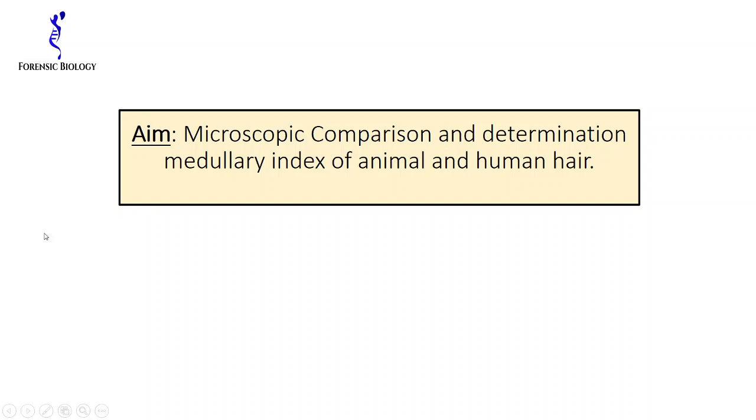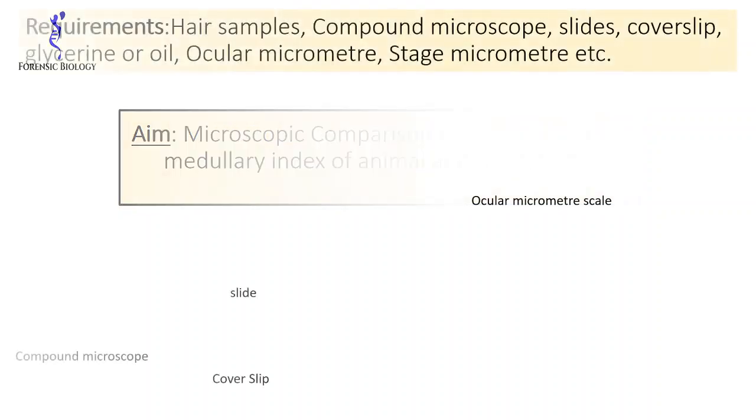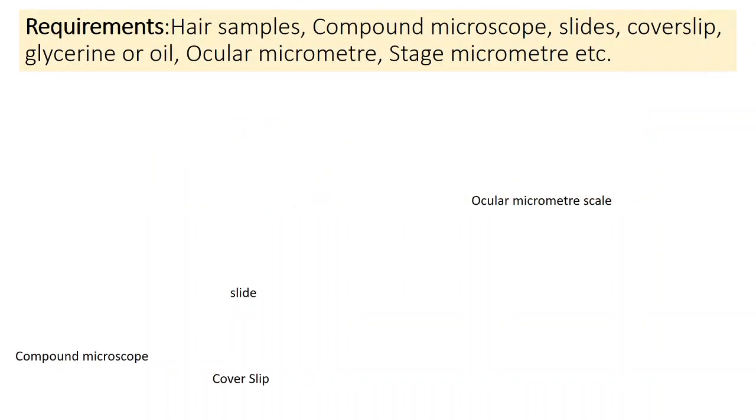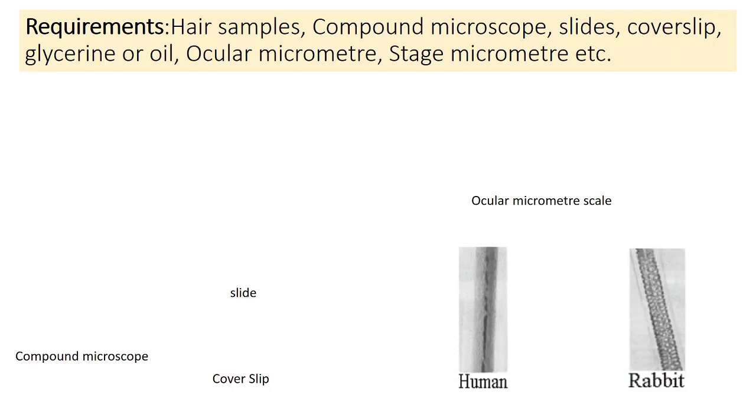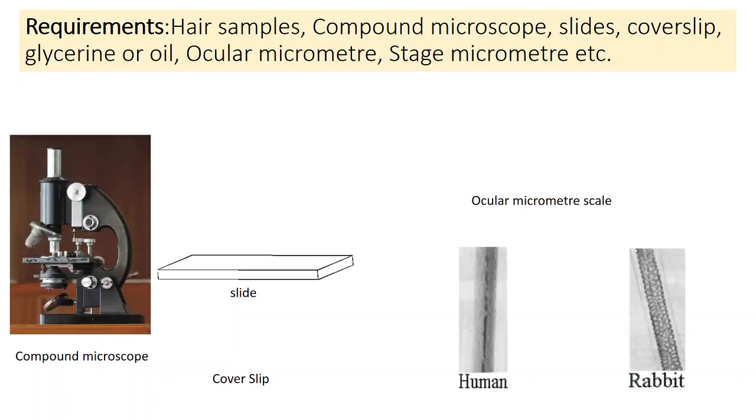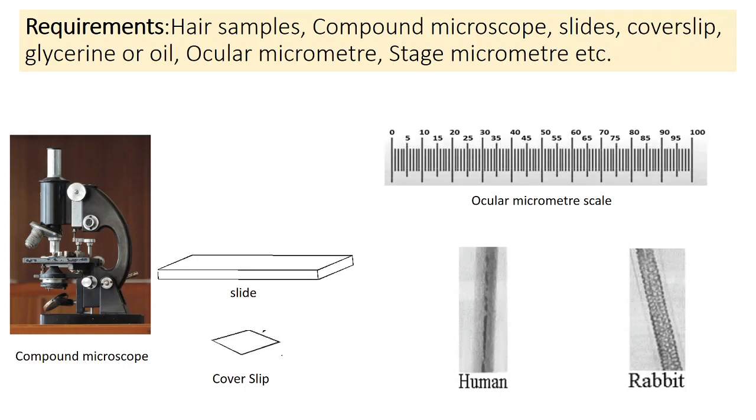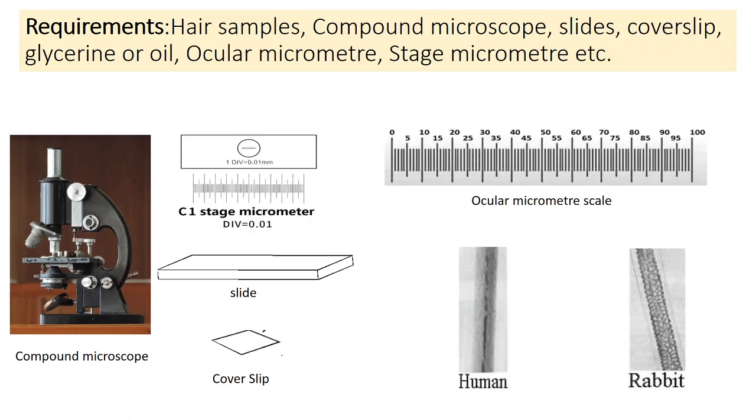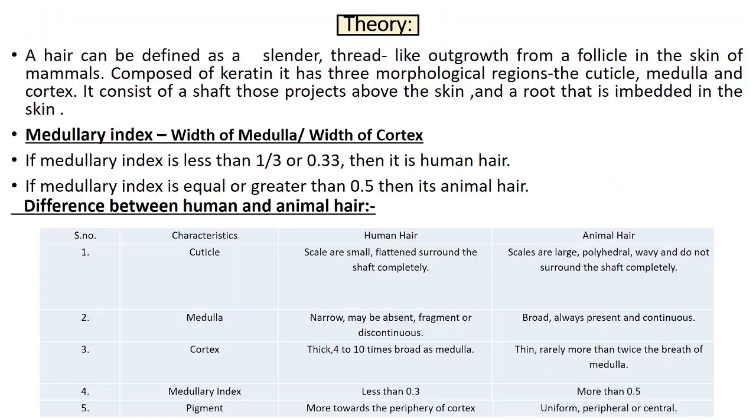Hello friends, today we'll see the practical, that is microscopic comparison and determination of medullary index of animal and human hair. For this we require the hair samples, which here we are taking the human and the rabbit hair, then compound microscope, slides, cover slip, ocular micrometer scale, stage micrometer scale, and glycerin or oil.